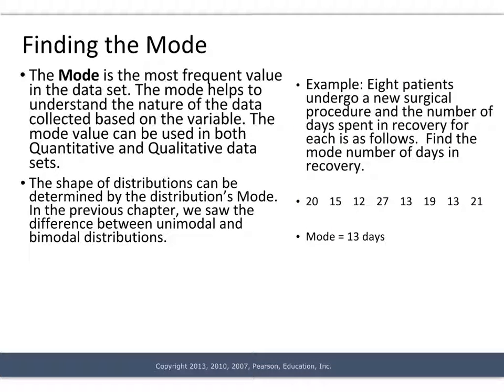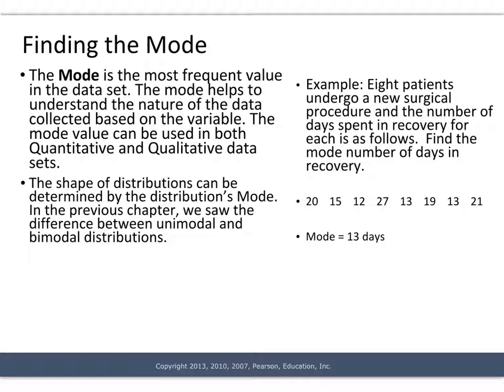The mode is the most frequent value in the data set. The mode helps us to understand the nature of the data collected based on the variable. The mode value can be used in both quantitative and qualitative data sets. The shape of the distribution can be determined by the distribution's mode. In the previous chapter, we saw the difference between unimodal and multimodal distributions.